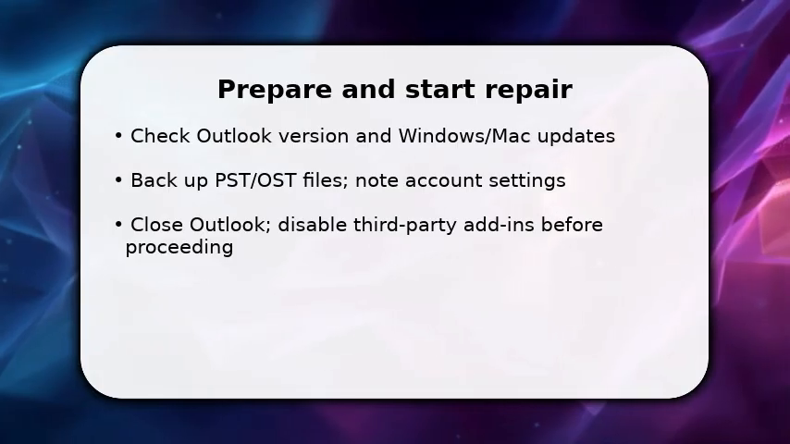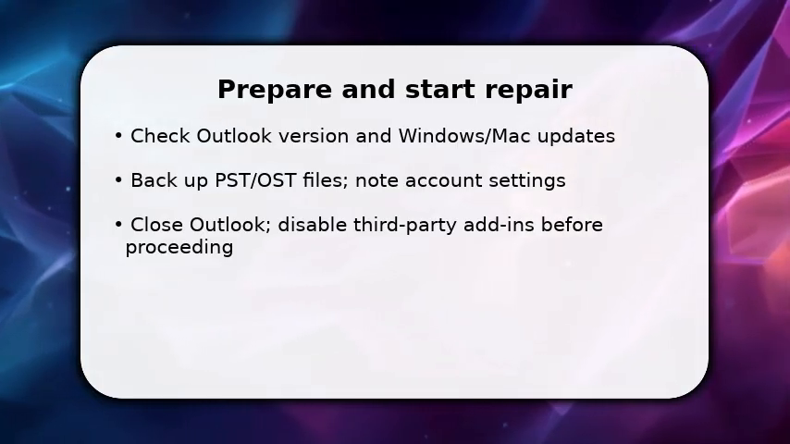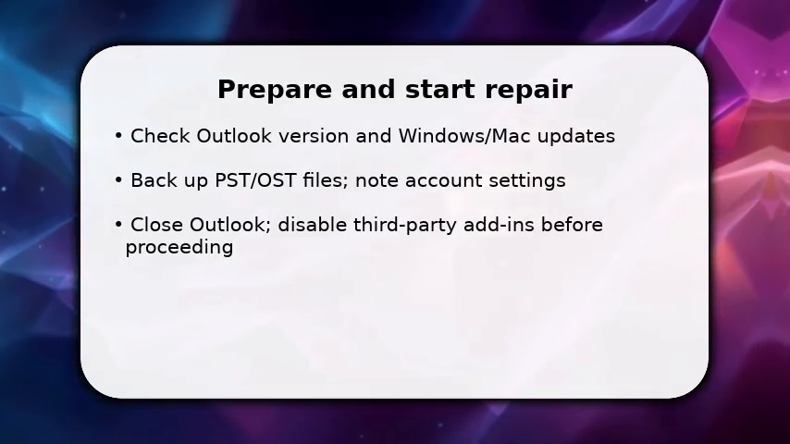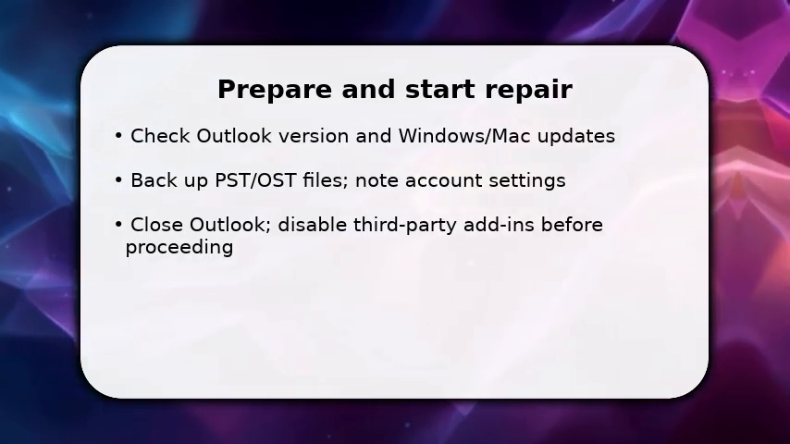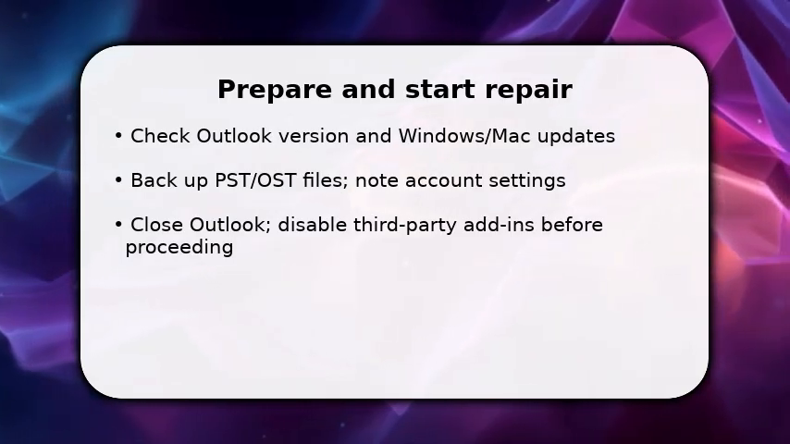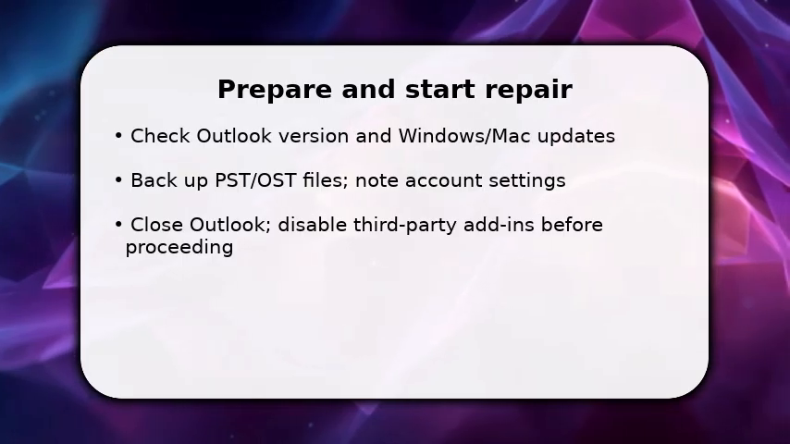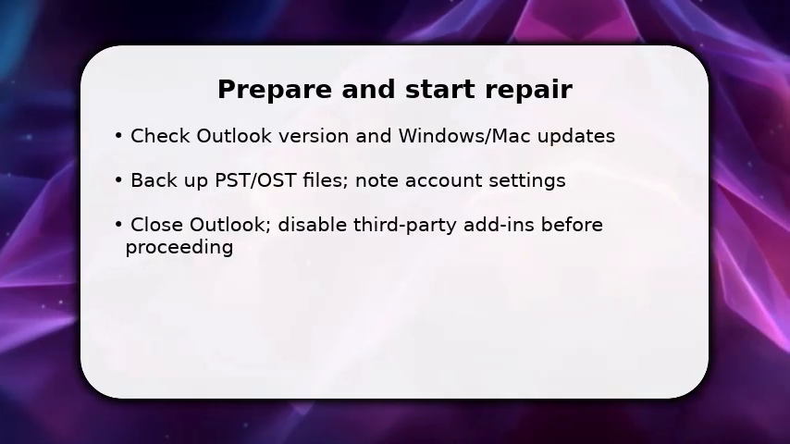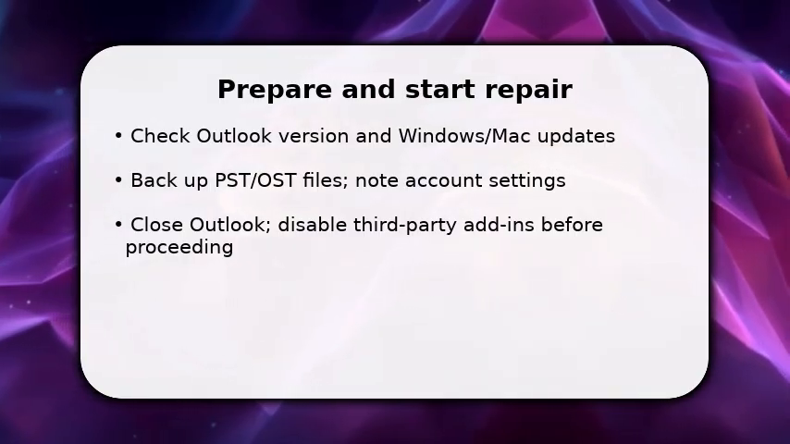You begin by confirming Outlook and OS updates so we avoid known bugs. Next, back up your PST or OST and jot down account settings. This safeguards mail and avoids surprises. Once done, close Outlook and temporarily disable third-party add-ins to eliminate extensions as the cause. You want a clean baseline before deeper fixes.